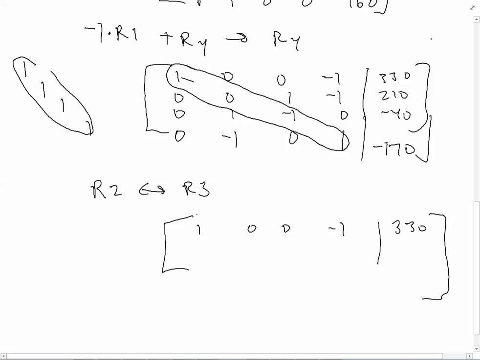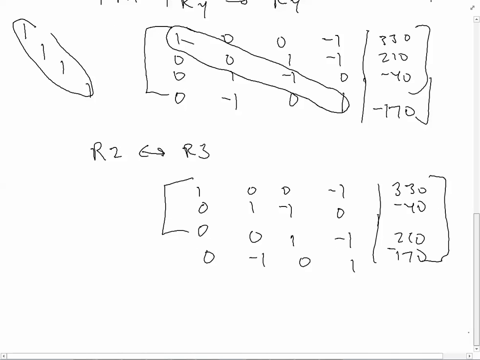And then 0, 1, -1, 0, -40. So I'm swapping row 2 and row 3. And then row 3 becomes 0, 0, 1, -1, 210. And 0, -1, 0, 1, -170. Okay, so what am I going to do now? Well, I'm just going to take row 2 and add it to row 4, because this is a positive 1, this is a -1, so the positive 1 will cancel out the -1, and I'm going to leave that result in row 4.